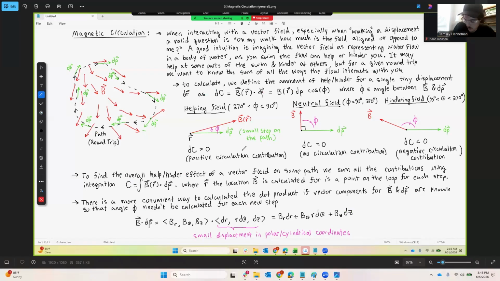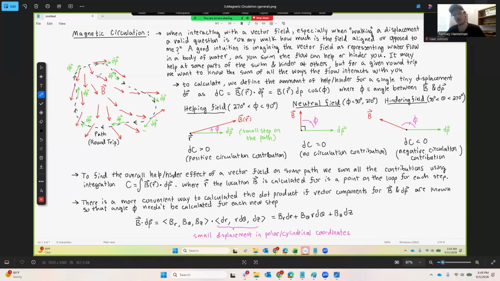So when interacting with a vector field, especially when I'm walking a displacement, in other words, we're just picking a path to walk, a valid question would be, on my walk, how much is the field aligned or opposed to me? A good intuition is imagining that a vector field represents a water flow in a body of water. As you swim, the flow can either help or hinder you. It may help at some parts of the swim, hinder at others. But for a given round trip, we want to know the sum of all the ways the flow interacts with you, whether that's helping or hindering.